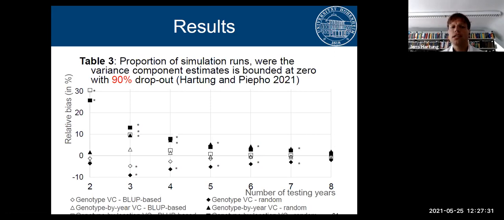The variance component estimate itself gets more precise, and if the estimates get more precise, the chance that the ANOVA estimate of the variance component gets negative, and therefore the REML estimate is bounded at 0, decreases. So the reduced bias here was caused by the reduced chance that the variance component was bounded at 0.